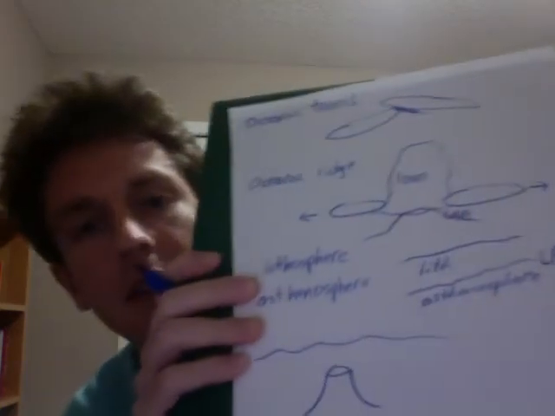Okay, so there are two more features. So those are the trenches and the ridges, but there are some that are a little bit more individual, and they are the seamounts and the volcanic islands. So we'll talk about seamounts first. Seamounts are basically just volcanoes that are underwater, right? Makes sense, pretty easy. So I'm going to draw a happy little volcano here underneath the happy little water.